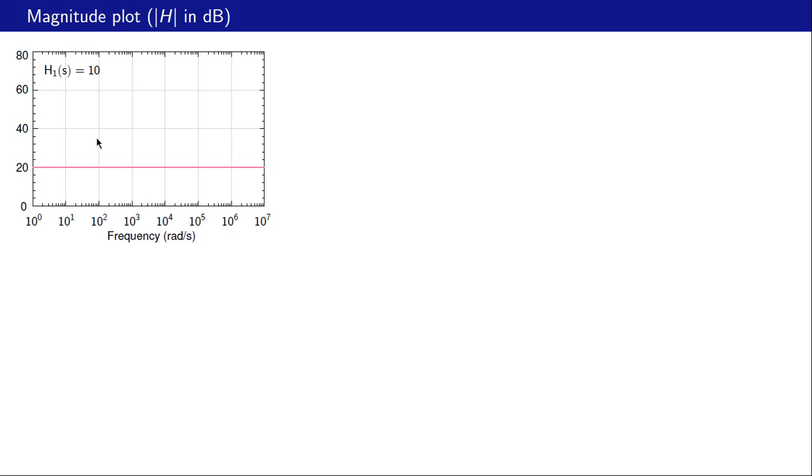Let's start with the first function h1, which is just a constant. So the magnitude of this is independent of frequency, and in terms of dB it is 20 times log of 10. So that is 20 times 1, or 20, that is 20 dB constant irrespective of frequency.